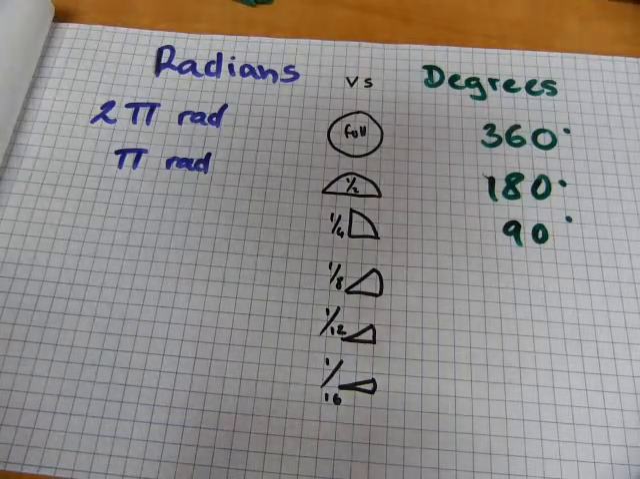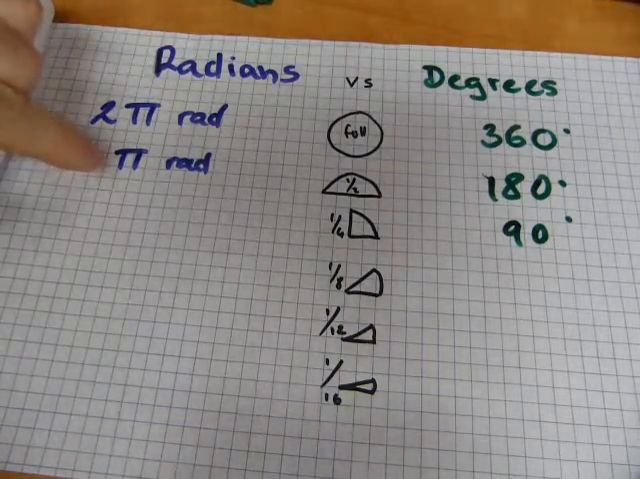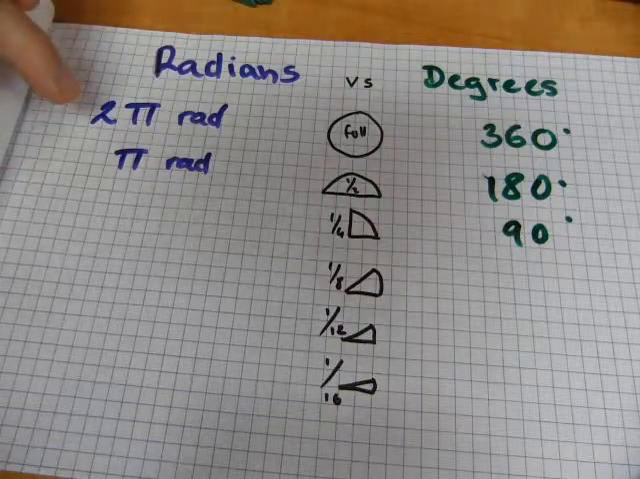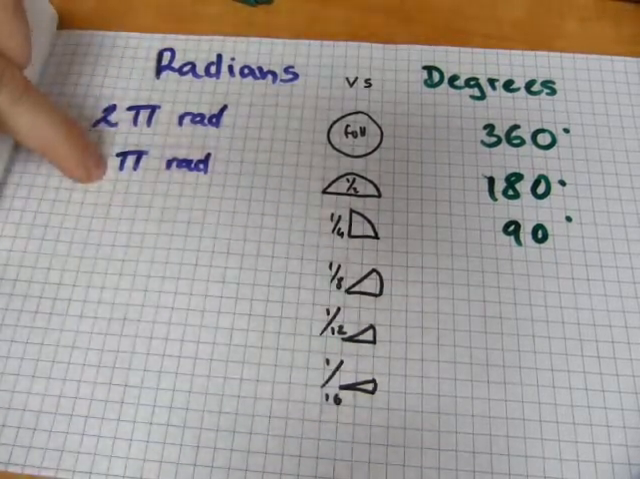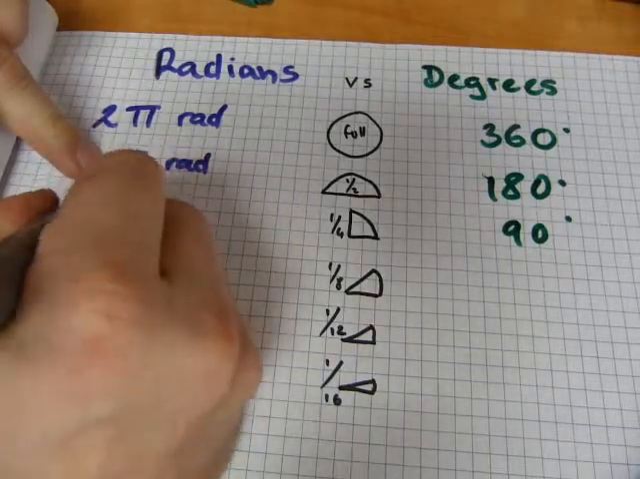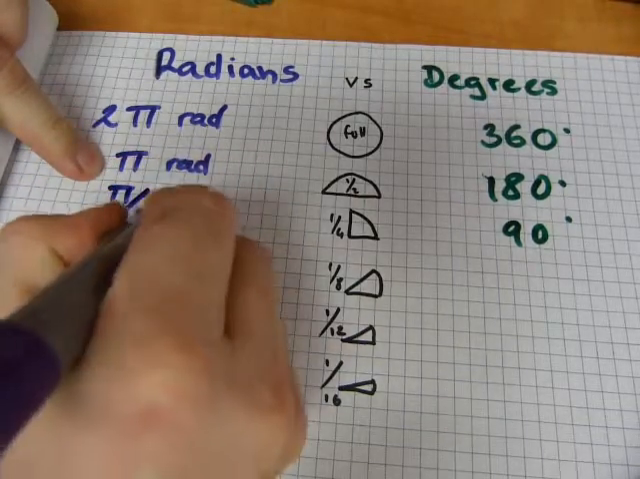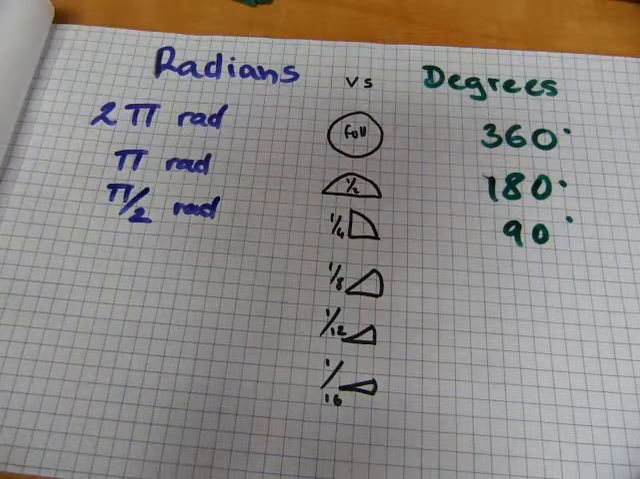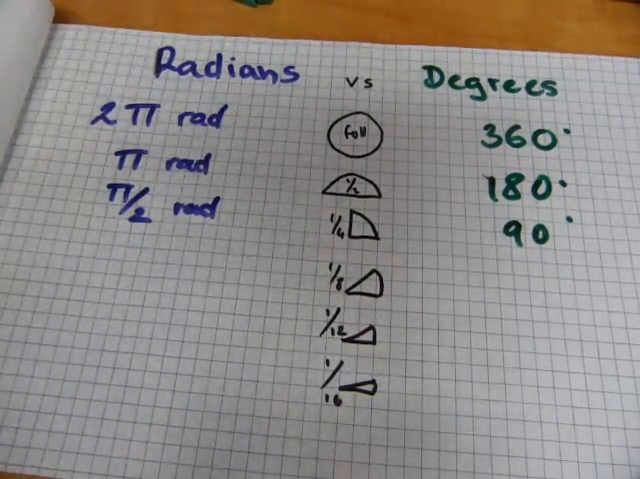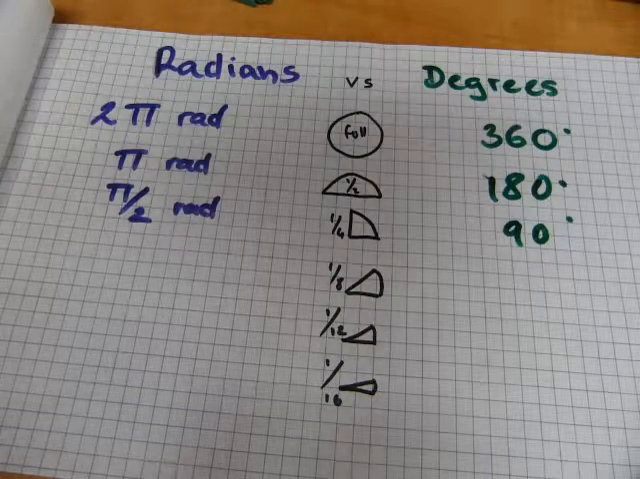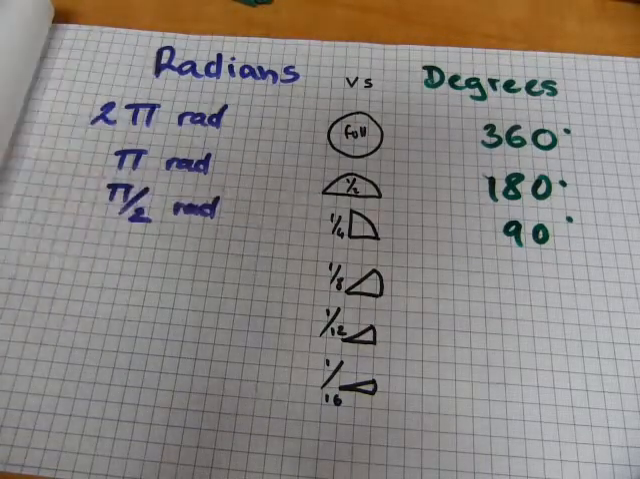And for a quarter circle, we're halving it again. We went from 2 pi's to 1 pi, and now it's going to be half a pi. Okay, so I'm going to write pi over 2 radians, because that's half a pi. What's half of 3.14? I don't know. You have a calculator. It's a number, okay? That's how many radians make a quarter circle.